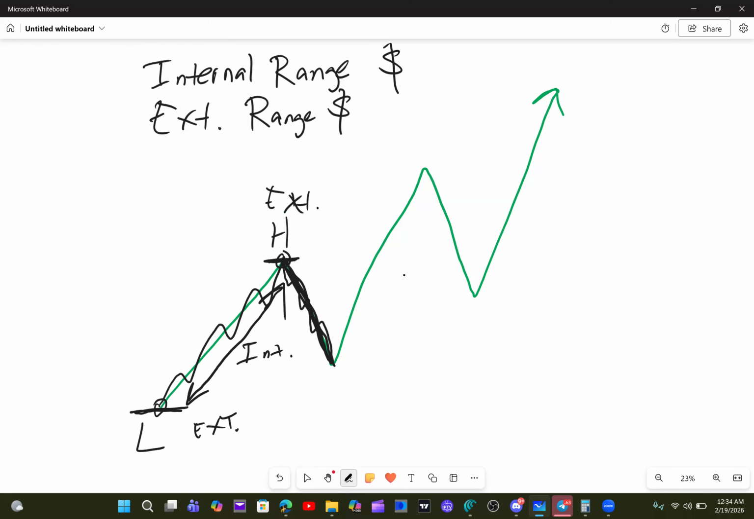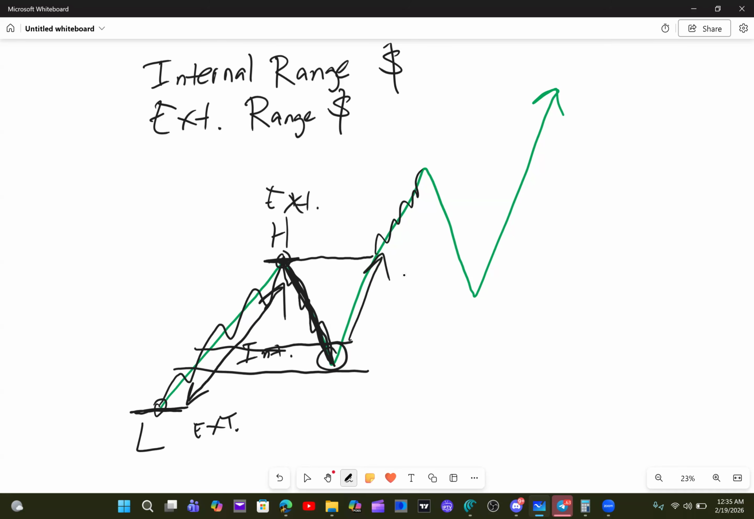All right. So pretty much the way I trade, from internal range liquidity somewhere along this range, then I enter, and my target is external. Where's external? At the high, where we get the breaker structure. All right. Get in my trade right there. Boom. That's my target. All right. You can let it go.